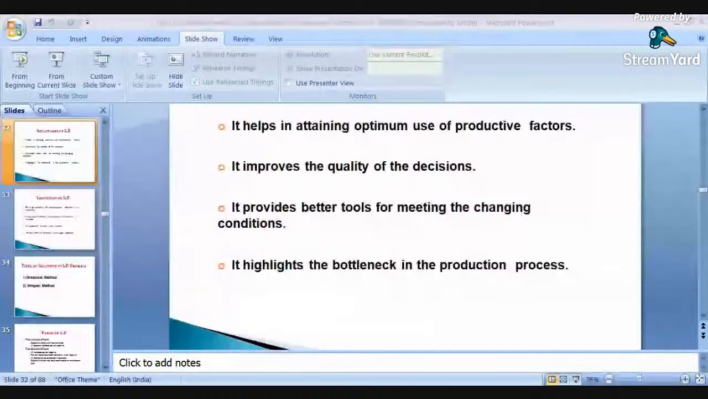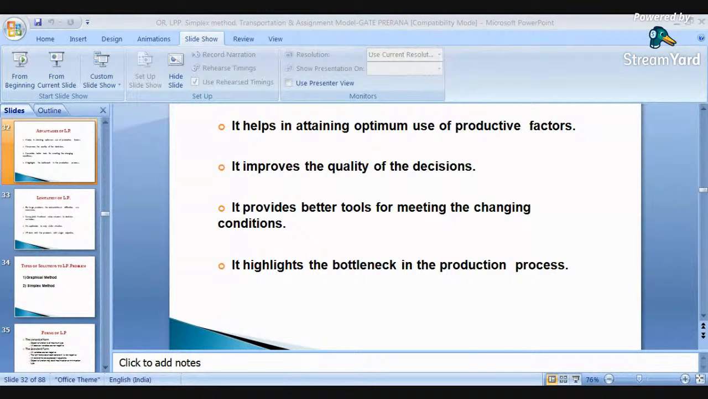So these are the special cases in the transportation problem: multiple optimal solutions, unbalanced transportation problem, degeneracy in the transportation problem, and maximization in the transportation problem. Because the transportation problem is basically a minimization type of problem, but there can be a maximization type.